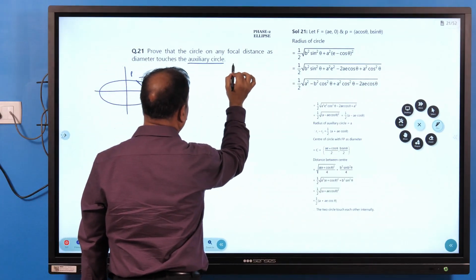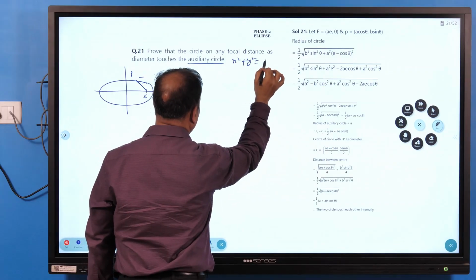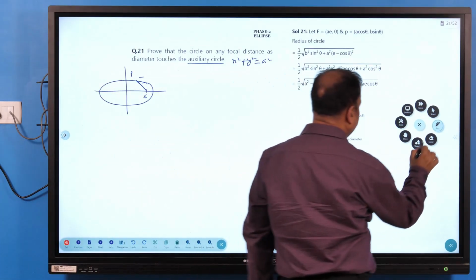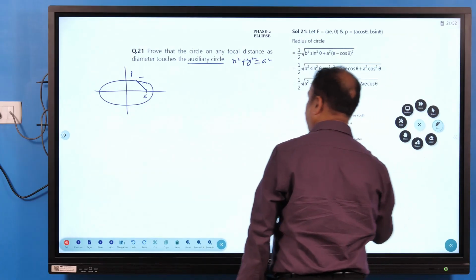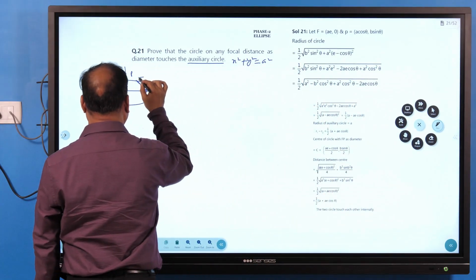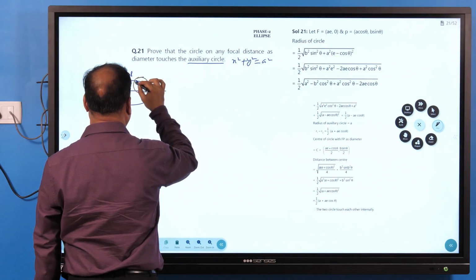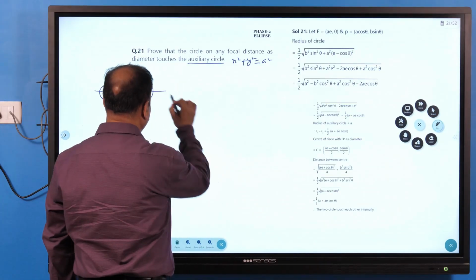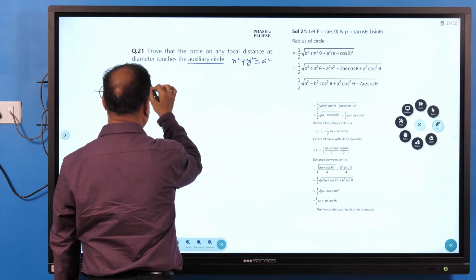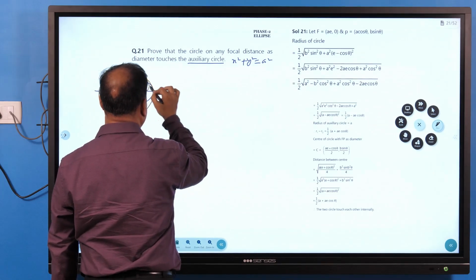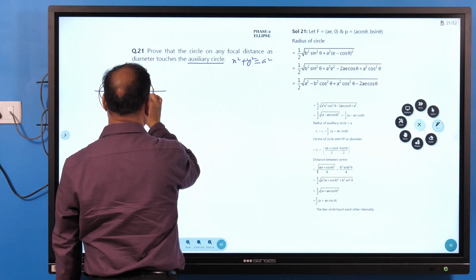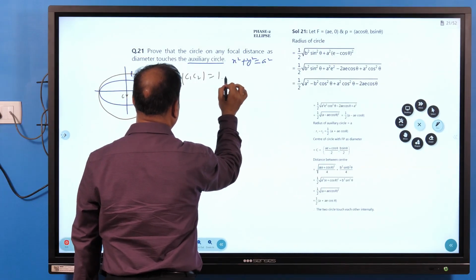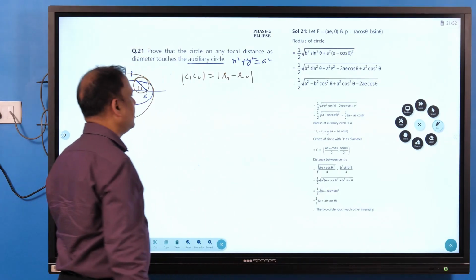What is the auxiliary circle? X square plus Y square equals A square. So now a circle with PS as diameter, this circle will touch the auxiliary circle. For touching internally, because definitely the auxiliary circle will be like this, if this is C1 and the auxiliary circle is C2, then C1C2 must be equal to R1 minus R2. That must be the concept.